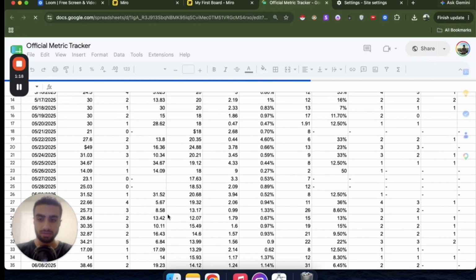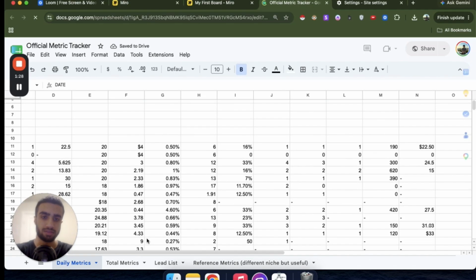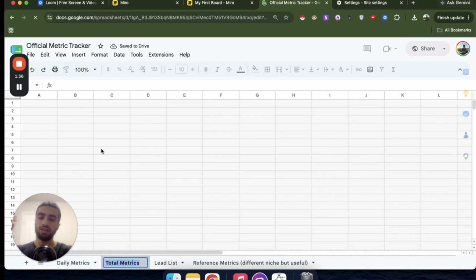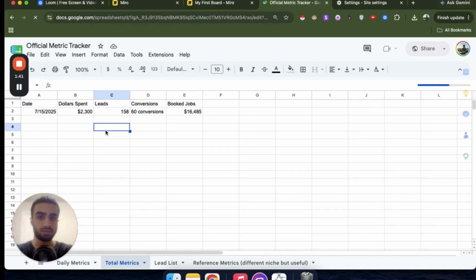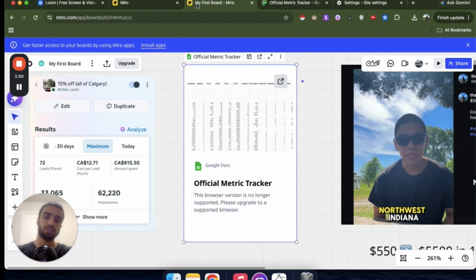So it's absolutely crazy. This is my own metric tracker. I was tracking it for a little bit. And if you guys are wondering why it's 2025, I was running this mainly for myself last year. Now I'm teaching it to people, and I'm getting even crazier results. So this is the tracker that I was using last year. I put in 2.3K, and I got this many leads, this many conversions, and this many jobs. And I've also done this for a bunch of other people as well.